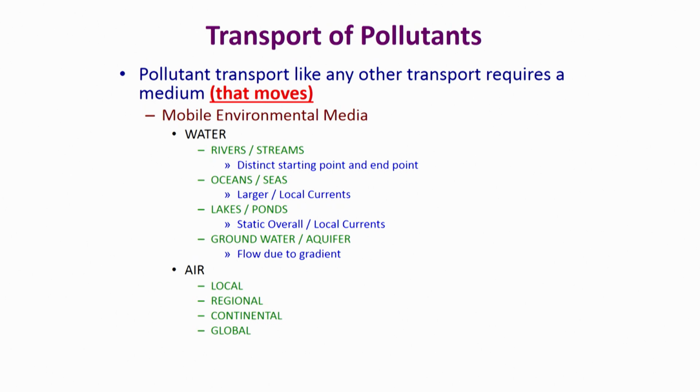Then we have lakes and ponds. These are smaller in comparison to the oceans or sometimes the rivers, but there are very large lake systems in the world. One such is the Great Lakes system between the United States of America and Canada. On the border, there are 5 Great Lakes, and there are other big lakes in Europe and in Africa. Overall they are static, but depending on their size, they also can have local currents that move both laterally as well as vertically.